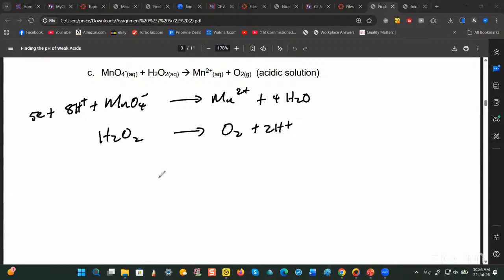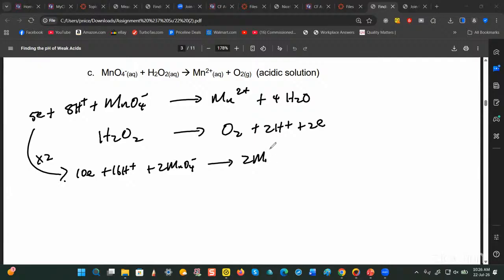What about the second half equation? The bottom one is 2 on the right, so 2 electrons on the right side. Exactly. Okay, what next? Multiply the top by 2, the bottom by 5. So if you multiply this by 2, you're going to end up with 10 electrons plus 16 H pluses plus 2 MnO4 minus. And then on the right side, you're going to have 2 Mn2 plus, 8 H2O.